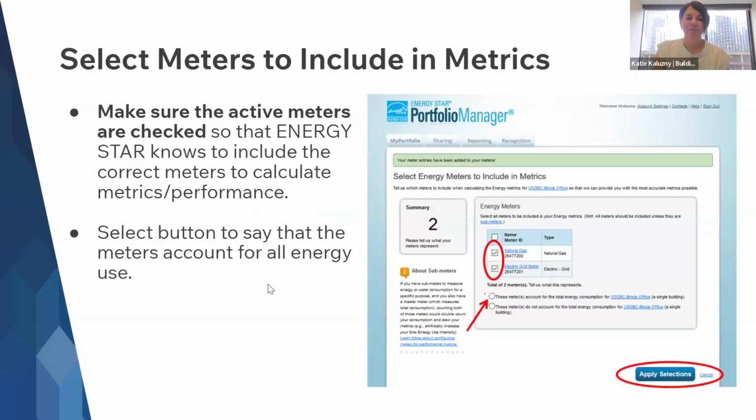Once you set up those meters, it also is going to take you to a next page, which says, select all of the meters to be included in your energy metrics. And so in order for Portfolio Manager to know these are the meters you want to use to talk about the total consumption, you have to check these check boxes and then do this one little radial button that says this is counting for the whole building.